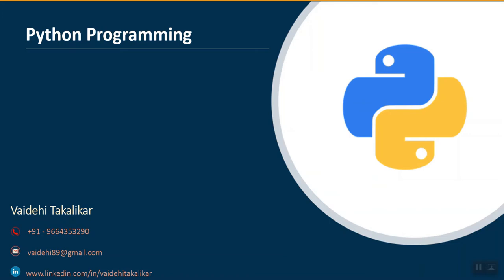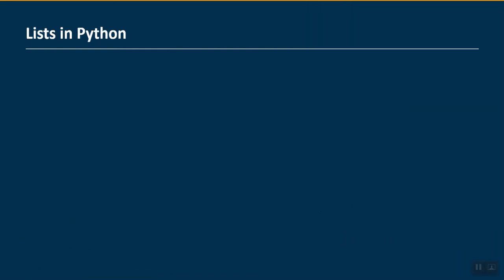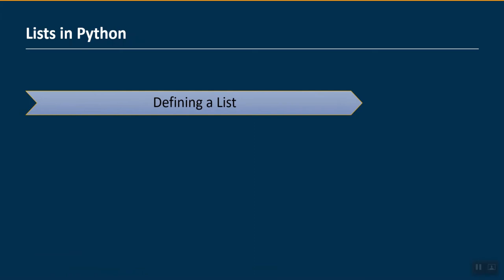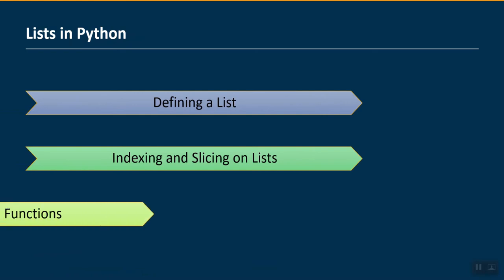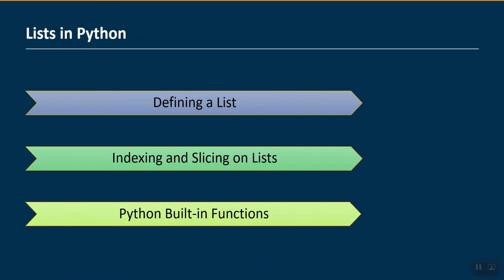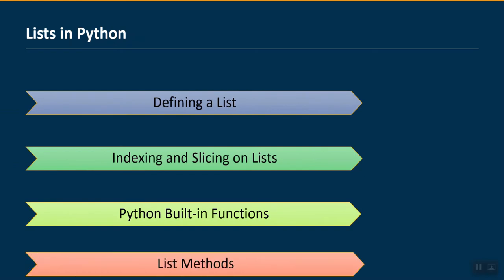In this video lesson, we are going to learn about lists in Python. We will be starting with defining a list. Then we will solve some examples on indexing and slicing on lists. We will apply various Python built-in functions on the lists. And at the end, we will learn some list methods which can be used to manipulate the lists.